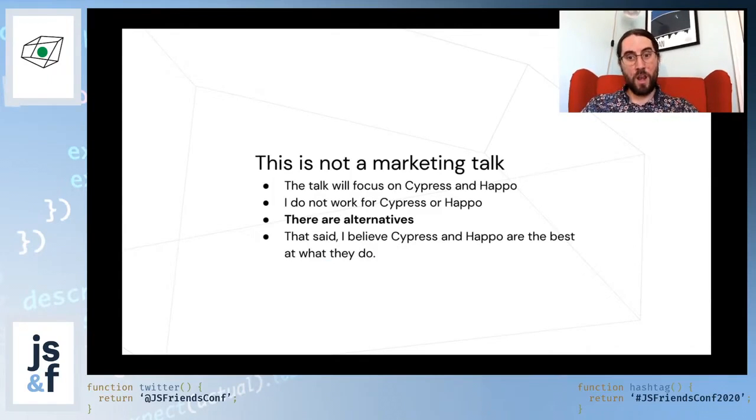So this is not a marketing talk. I don't work for Cypress. I don't work for Happo. There are alternatives to Cypress and to Happo. This isn't a marketing talk at all. I'm talking about how you can use these tools to test your products and your software, but there are a lot of ways that you can do that with other tools and so forth, and a lot of it is like the general approach. All that said, I do believe that Cypress and Happo are excellent and the best at what they do.